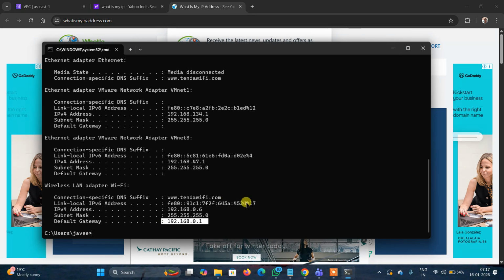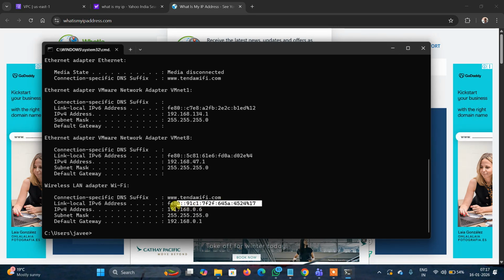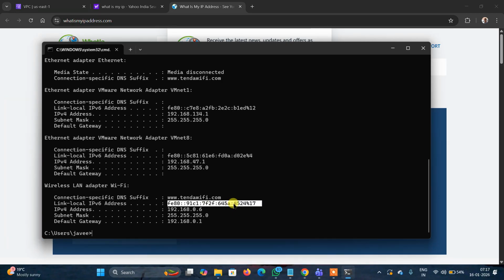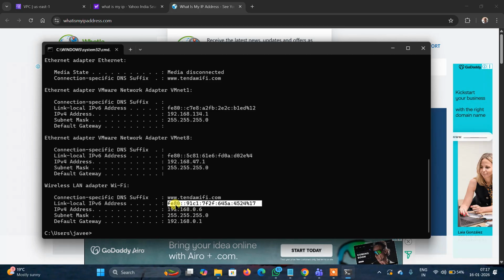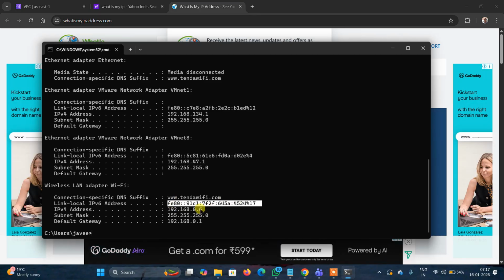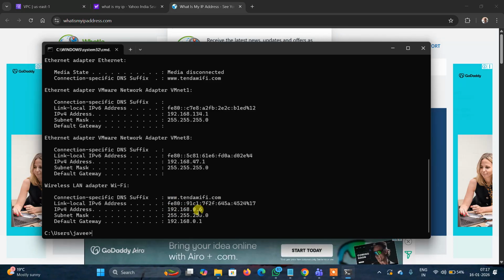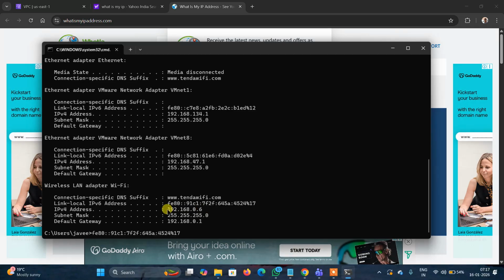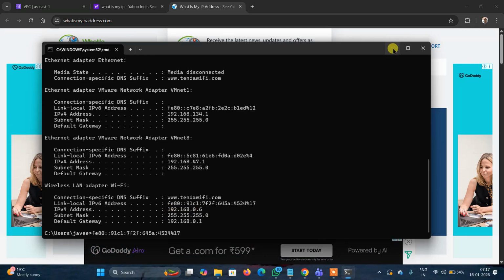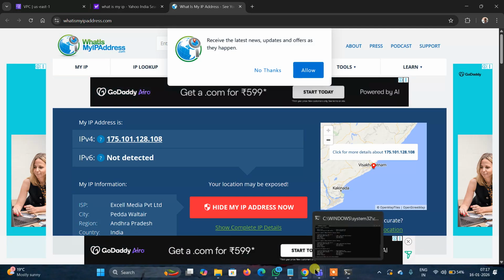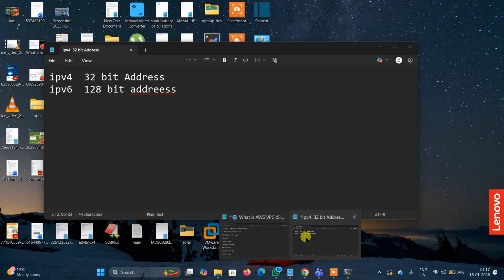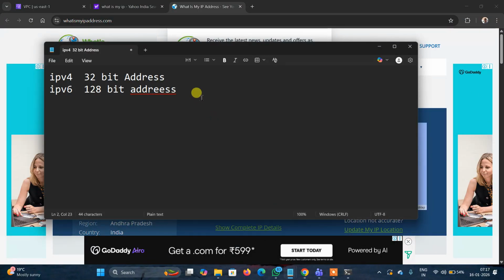And see here, this IPv6 is in which one? It is hexadecimal. It contains alphabetical characters and numerical characters, so hexadecimal, I believe. And this one is decimal. Yes, this is decimal. IPv4 is a 32-bit address, whereas IPv6 is a 128-bit address. Okay, understood.